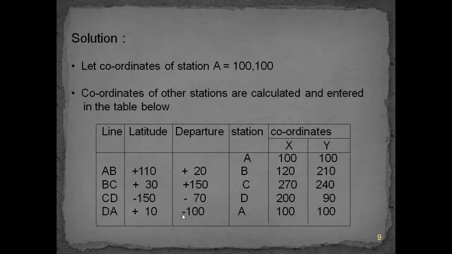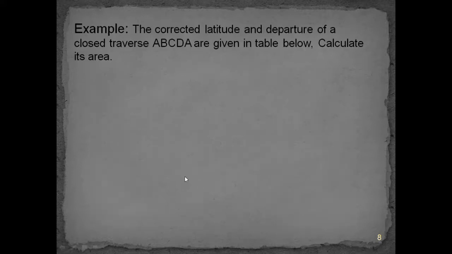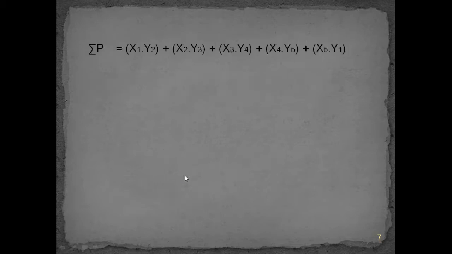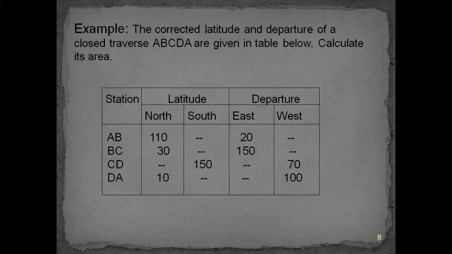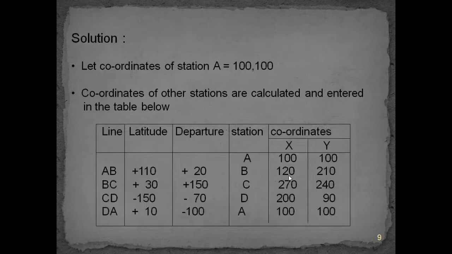Now how have these minus and plus been given? If you see from the question itself, the 20 is east, which means plus, 150 is plus, and west is minus, like 100, like that we have given. Similarly the latitudes: 100 we have assumed at A, and at B it will be 100 plus 110, it is 210, plus 30, 240, minus 150, so it is 90, plus 10, 100.